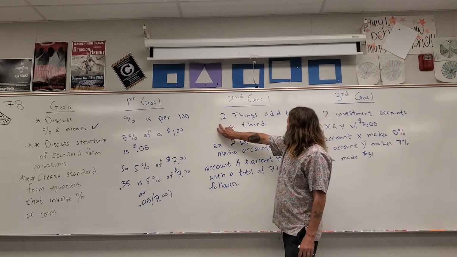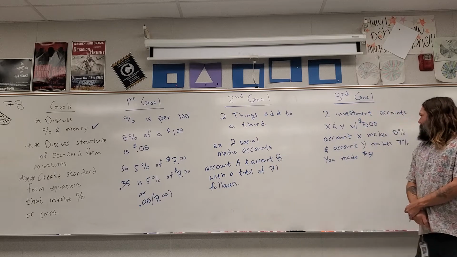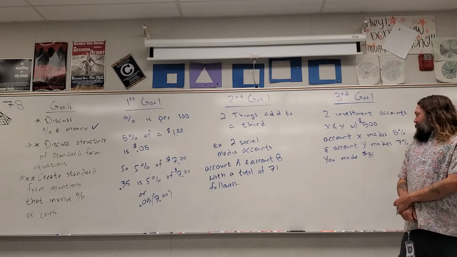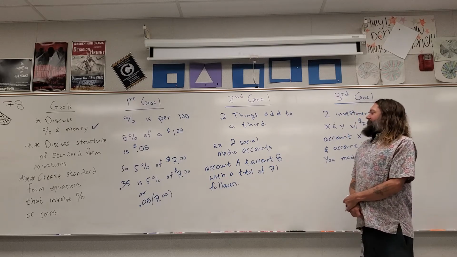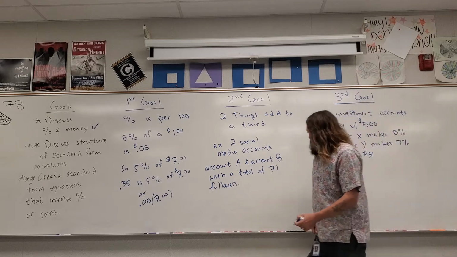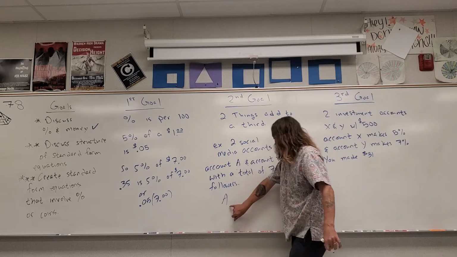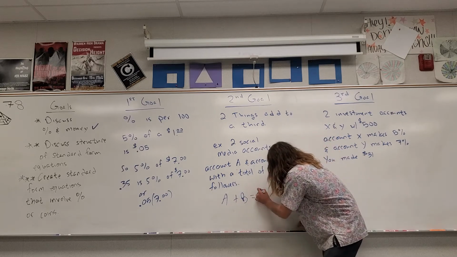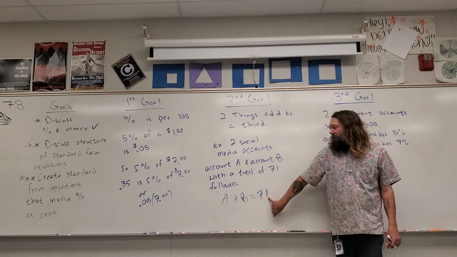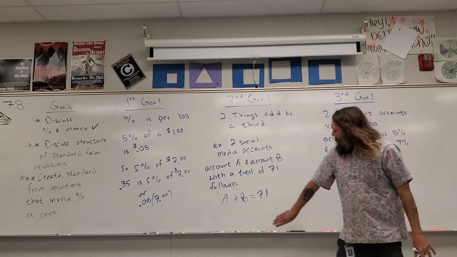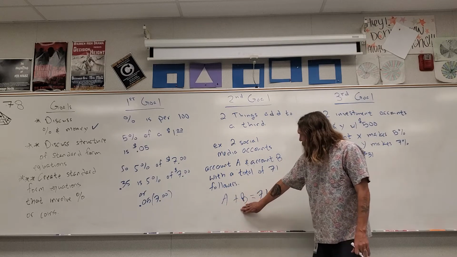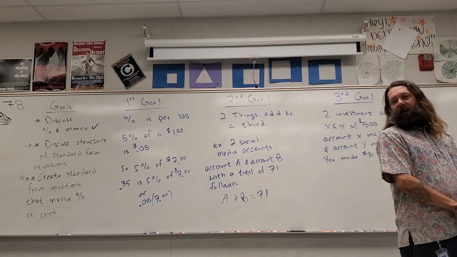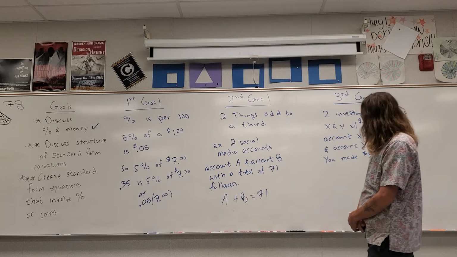And it's basically 2 things add to a third, and I have an example here. 2 social media accounts, account A and account B, with a total of 71 followers. So a very simple standard form equation could be the amount of followers in account A plus the amount of followers in account B. That's going to equal the total amount of followers you have, which is 71. Again, 2 things add to a third. The number of followers in account A plus the number of followers in account B adds up to 71. That is going to be how we look at standard form equations, 2 things adding to a third.